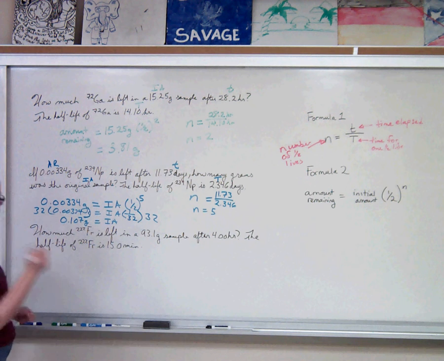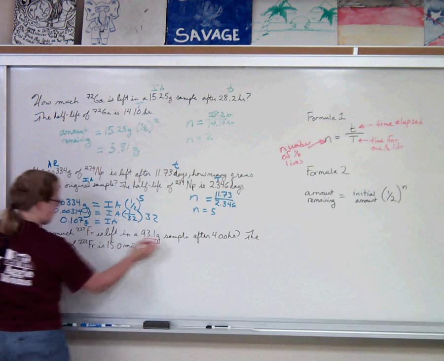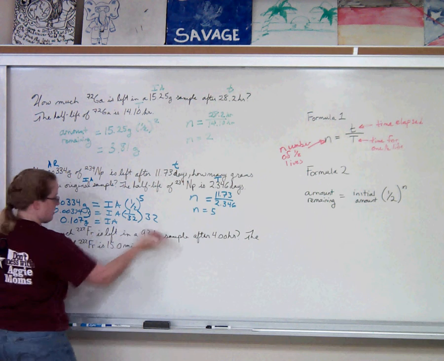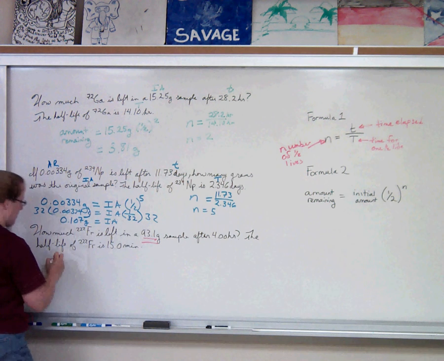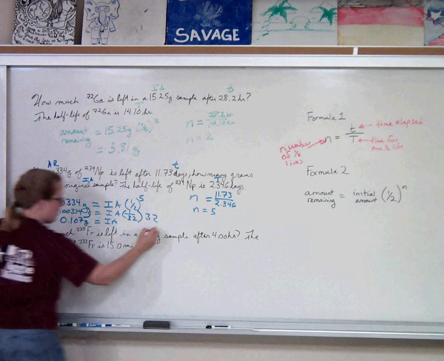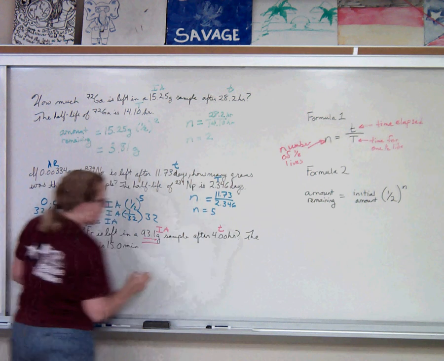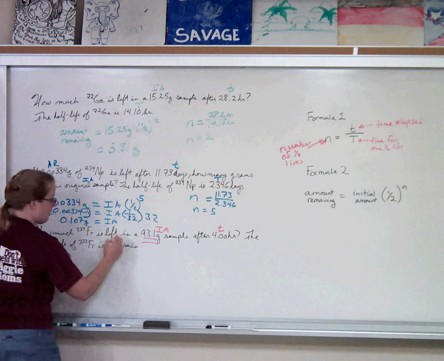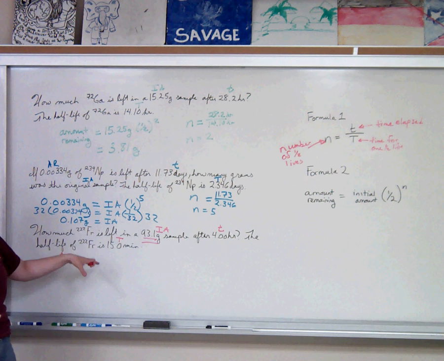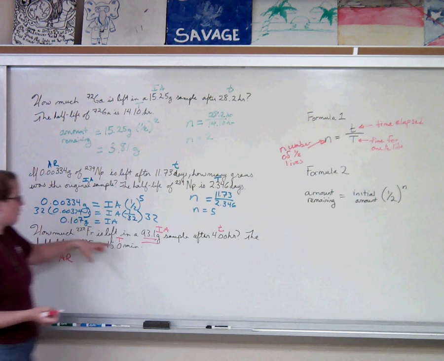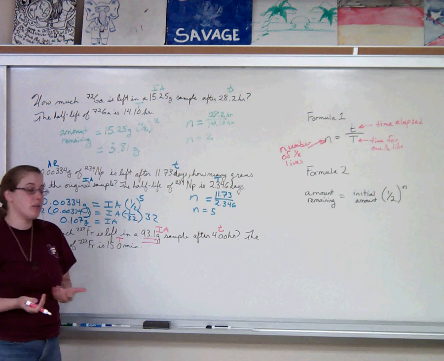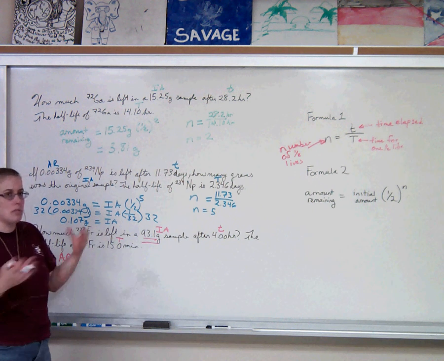Notice, okay, here's our grams. So how much is left in that sample? That means we want to know, again, amount remaining. So this is our initial amount. Our time elapsed is 4 hours, but the half-life is 15 minutes. Can't do hours and minutes. So we have to convert minutes into hours or hours into minutes. Personally, I prefer to convert down so that your number gets bigger instead of smaller.